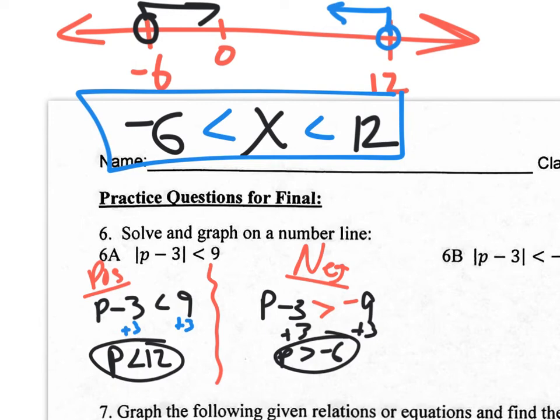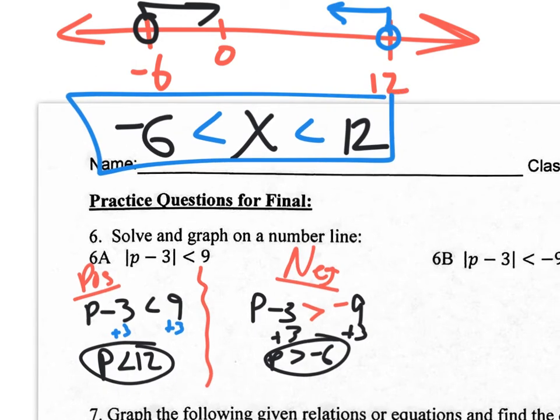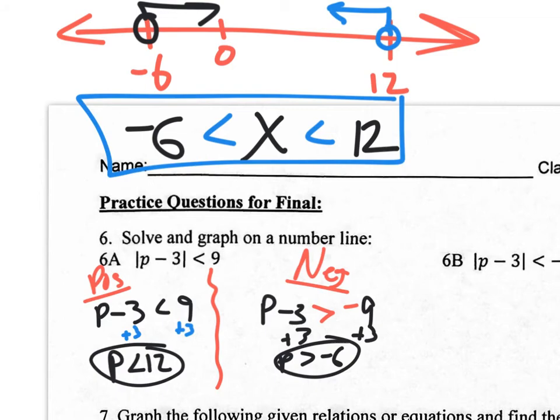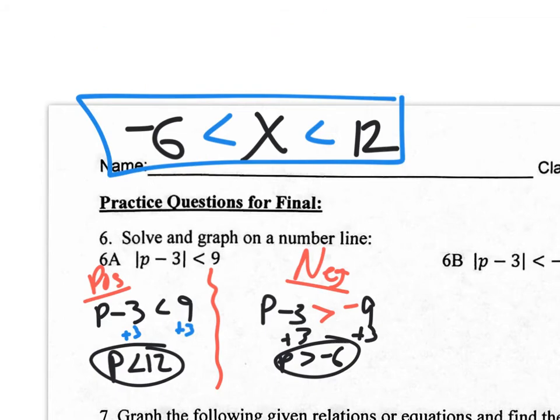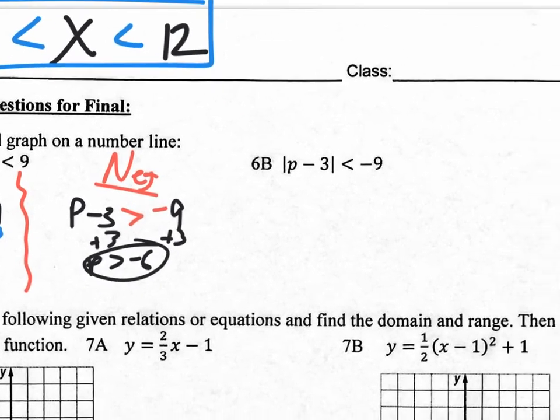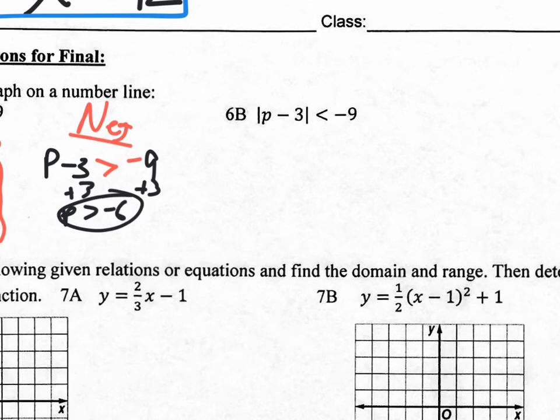By the way, 6b is kind of like a trick question again, a curveball. Now, what do I mean by that? I mean that there's no solution, because obviously you cannot have the absolute value of something being less than a negative number. That's impossible. So that one's just a quick no solution right there.